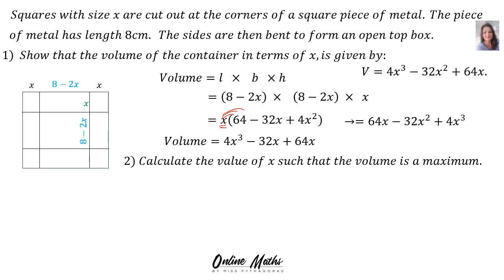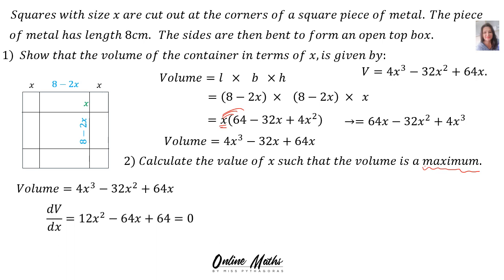Number 2, calculate the value of x such that the volume is a maximum. By now you understand maximum minimum: derivative equals 0. So there's the equation that you're going to maximize now. We will do dV over dx equals 12x squared minus 64x plus 64 is 0. And then you can divide by 4: 3x squared minus 16x plus 16 equals 0.